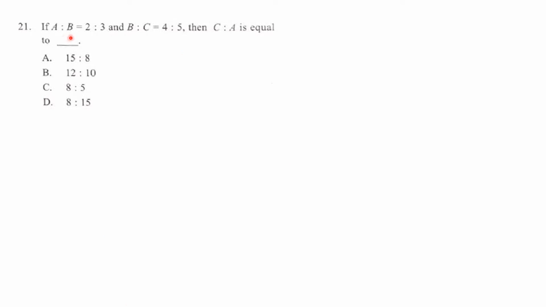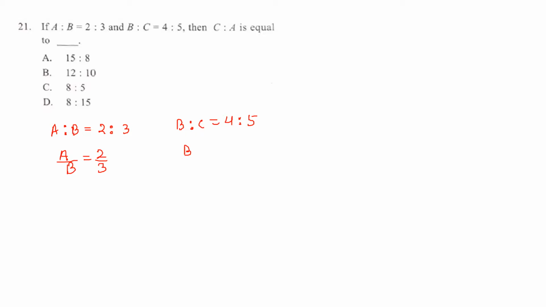Question 21. If A is to B equal to 2 is to 3 and B is to C equal to 4 is to 5, then C is to A is equal to. So here in the question, the ratio of A is to B is given, okay, and the ratio of B is to C is also given, right? So from here, I can write the ratio in terms of fractions also. So it will be A by B equal to 2 by 3.